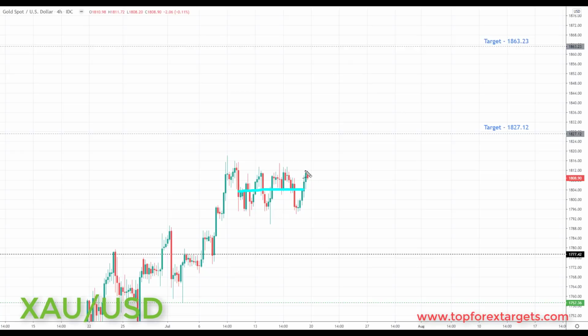Any pullback, and we always like the deeper the pullback the better, because obviously we can get better risk to reward setups to the targets. But any pullback in this area is going to give us an opportunity to start to look for bullish setups. And if we get the right kind of bullish setups in this area, if we start to break out to the upside, we're going to be looking at initiating longs up towards the next key of resistance to the upside and the target set from last week, at 1827.12.